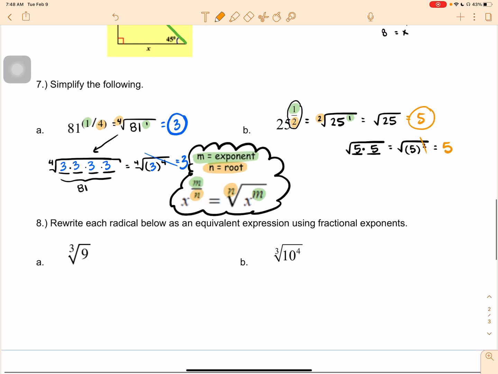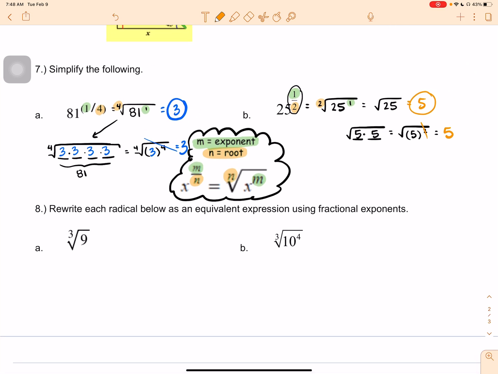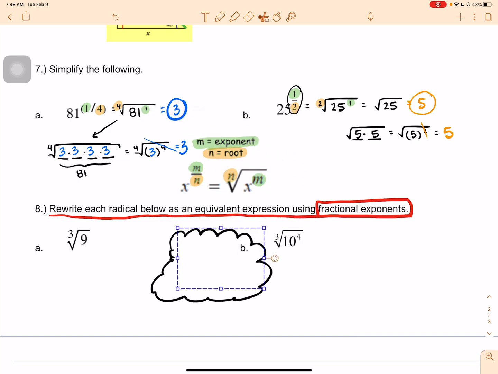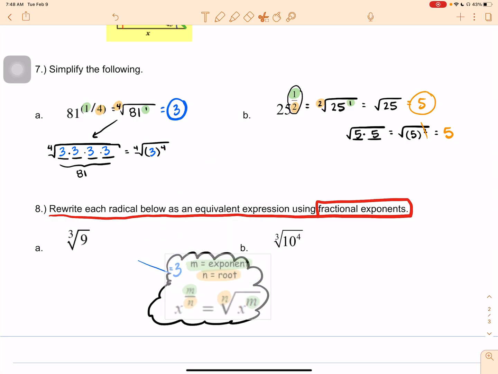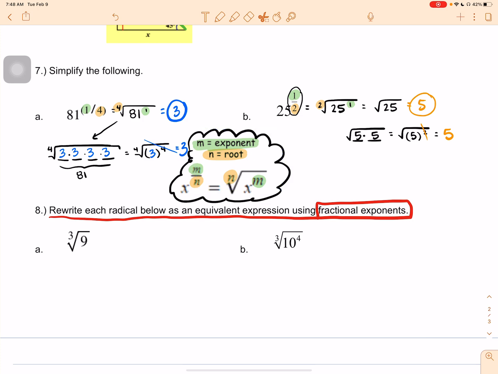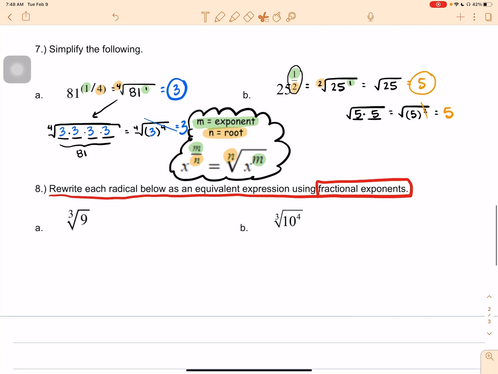Okay? So now this one does not say simplify. It says rewrite each radical below as an equivalent expression using fractional exponents. Okay? So this note here, let's do this and then let's see. Okay, let's just leave it like that. Okay, so here it just says rewrite each radical below as an equivalent expression using fractional exponents. So now we are going from here to here.